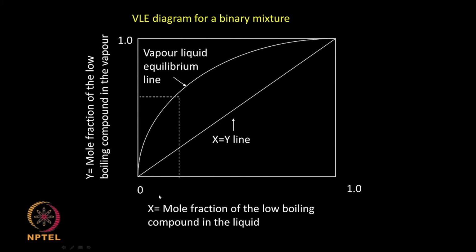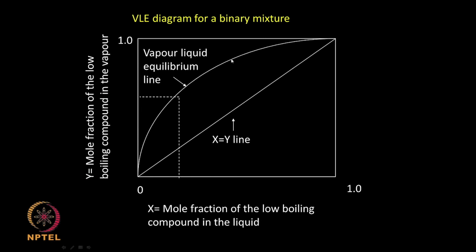Binary is two liquids. So, the concentration or the mole fraction of one liquid on one axis, 0 to 1, mole fraction of the other liquid on the other axis, or the mole fraction of the same in the vapor phase. So, if you consider liquid A or component A, here we have the mole fraction of component A in the liquid phase, here we have the mole fraction of the component A in the vapor phase. So, this is called the vapor liquid equilibrium.